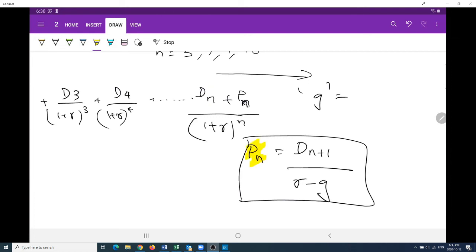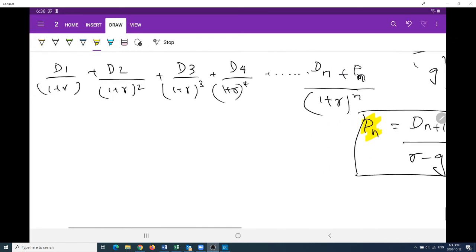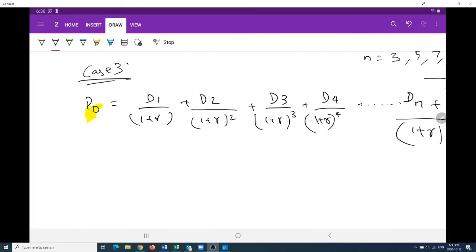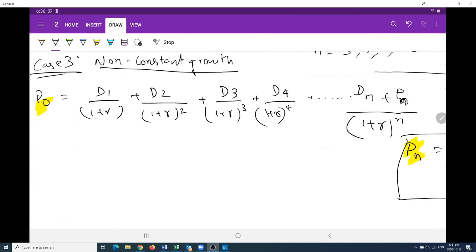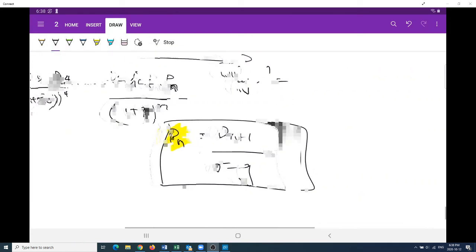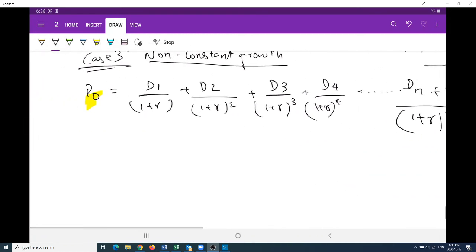And once you find that out, you plug that back in, and then you could find out the present value of the stock this way. So this is your non-constant growth version of your dividend discount model. Okay, so these are your three versions, and I would suggest you work out multiple problems from each of these scenarios and practice yourself in terms of how to solve and how to find out the value of a stock.